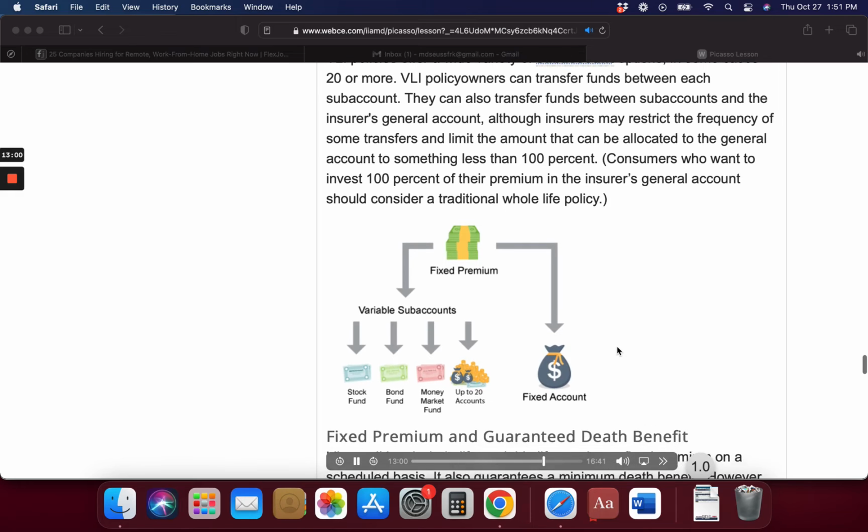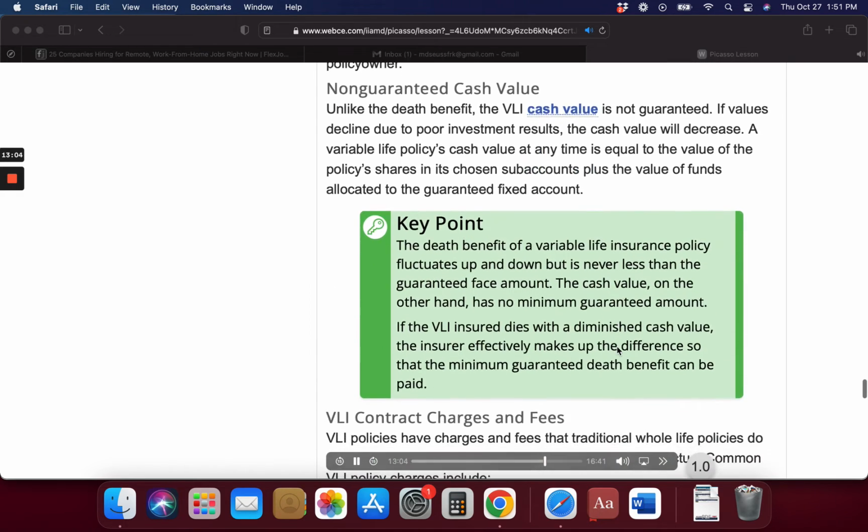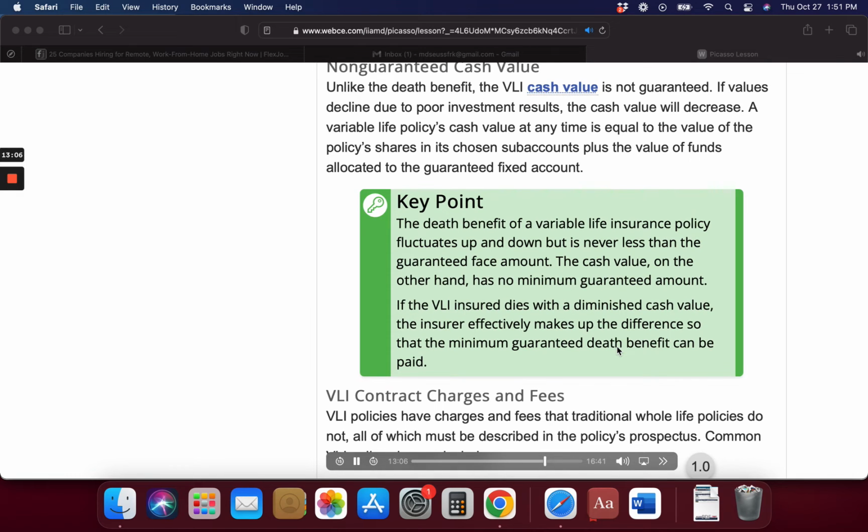Non-guaranteed cash value. Unlike the death benefit, the VLI cash value is not guaranteed. If values decline due to poor investment results, the cash value will decrease. A variable life policy's cash value at any time is equal to the value of the policy's shares in its chosen subaccounts plus the value of funds allocated to the guaranteed fixed account.